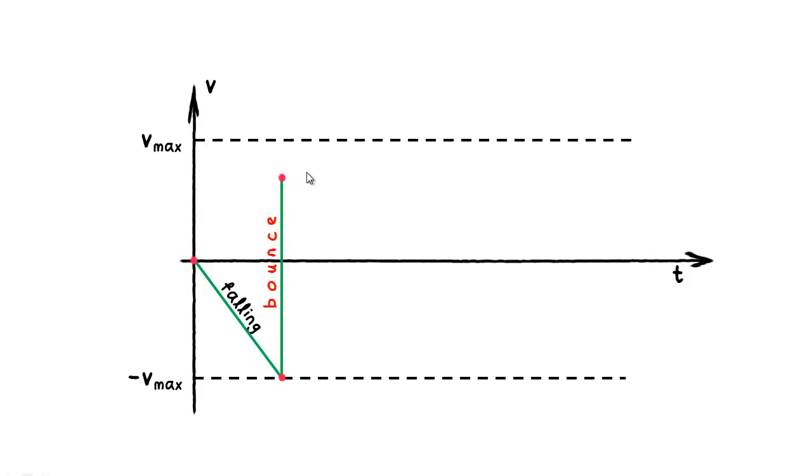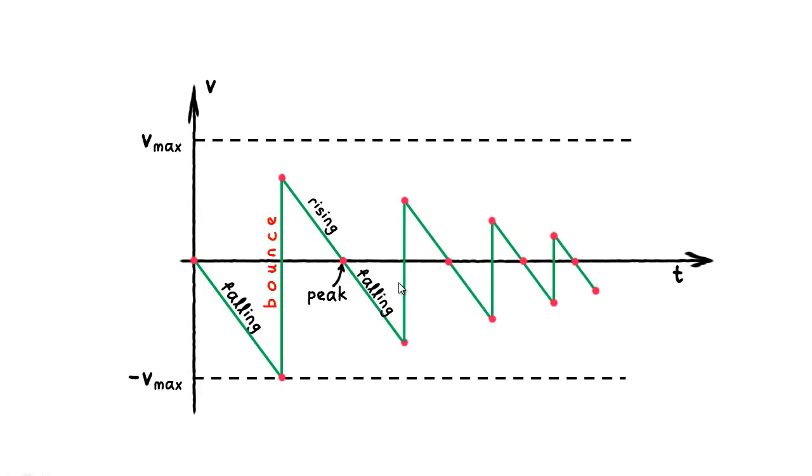And so now the ball is going to lose speed as it rises, reaches the peak, and then accelerates as it falls back down. And then it gets the next bounce, and so on. Now, what are the key features of this velocity time graph?